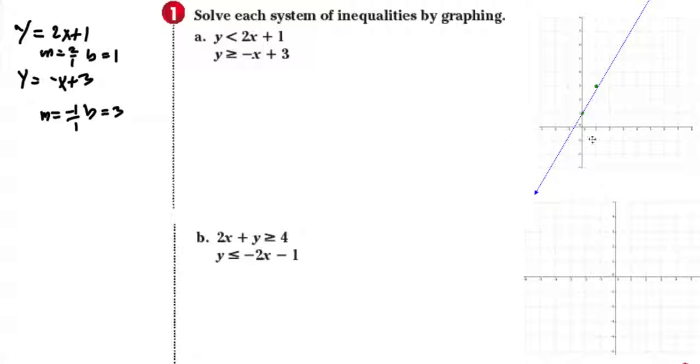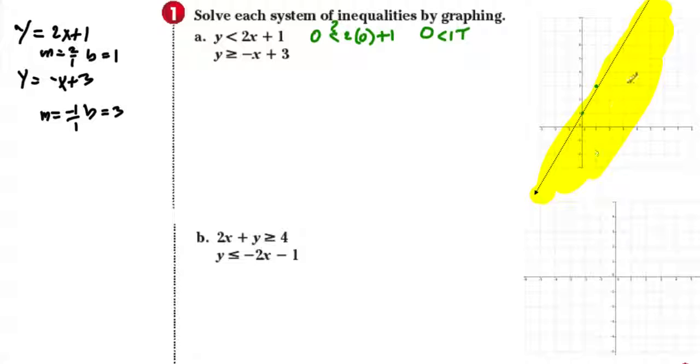And let's test a point. (0, 0) would be a good point. So if x is equal to 0 and y is equal to 0, is 0 less than 2 times 0 plus 1? You find out that 0 is less than 1. That makes a true statement. That means everything shaded to the left, in the half plane where (0, 0) is, would make the inequality true. So we shade this with yellow. Everything here would be yellow right here.